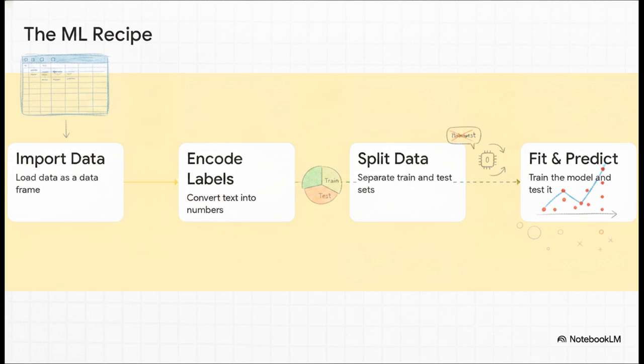Step 1, import the raw data, like a massive spreadsheet. Step 2, encode the labels. Because computers don't understand text like male or southwest, scientists have to convert those words into numbers like zeros and ones. Step 3, and this is absolutely crucial, split the data. Usually 70% goes to training the model, and the remaining 30% is hidden away to test it later. The model must never see that test data beforehand, otherwise it's just memorizing, not actually learning. And step 4, fit the model to the training data and make your predictions.